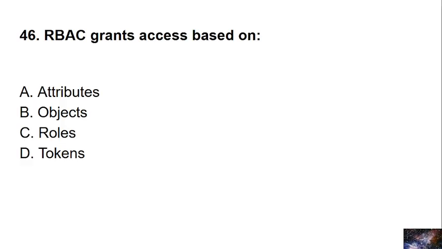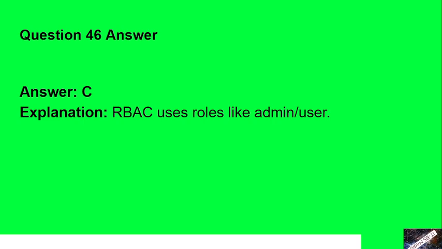46. RBAC grants access based on: A, attributes, B, objects, C, roles, D, tokens. What's the answer? The answer is roles. C. RBAC uses roles like admin or user to grant permission.